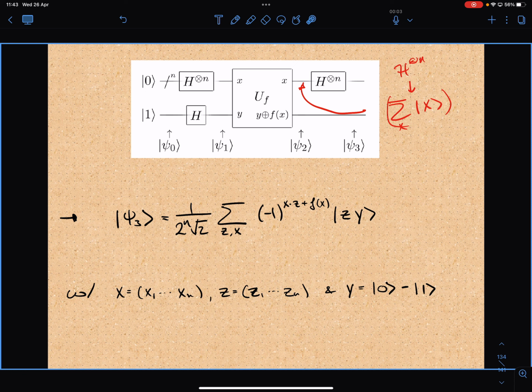Questions? And of course, y is still 0 minus 1. Should probably make it normalized, but in any case, this is the output.